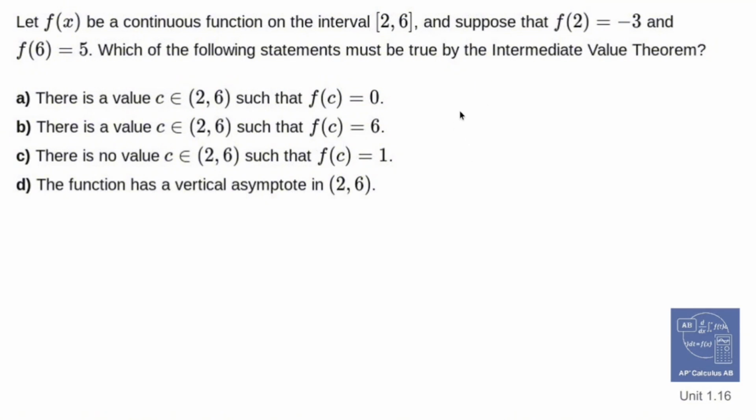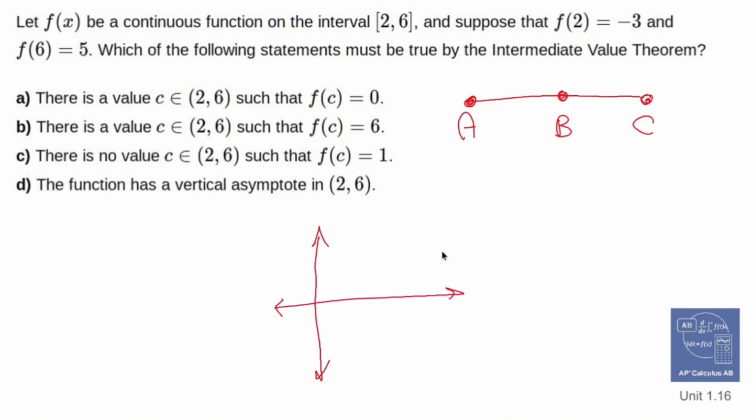Well, the intermediate value theorem says that if I were to travel from point A to point C, at some point I'm going to hit point B in the middle or somewhere in there. So if I were to look at this from a graphical point of view, if I were to plug in 2, I'm down here at negative 3. And if I were to plug in 6, I'm up here at 5.